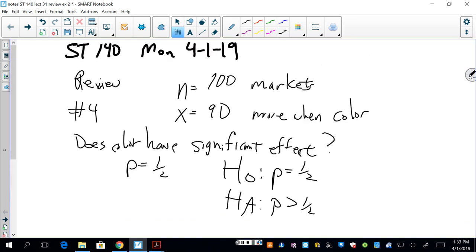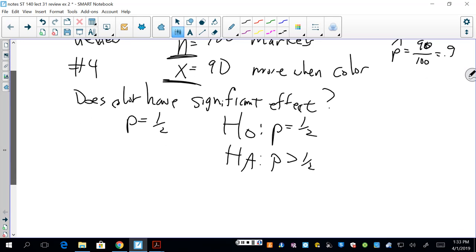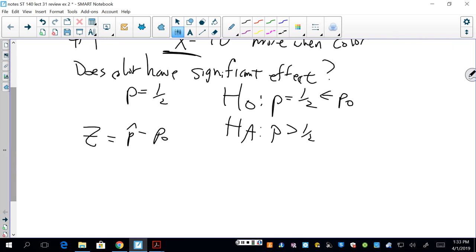So it's 100 markets, so we have an n. It's counting this. The proportion of markets where color is better, 90 out of 100, is 0.9. And so we want to do this hypothesis test. For the proportions, we calculate a z-statistic. We do p hat minus p0, divided by the standard error. The proportions one had p(1 minus p) over n, and we put in the p0 value under our null hypothesis. Square root of all that.